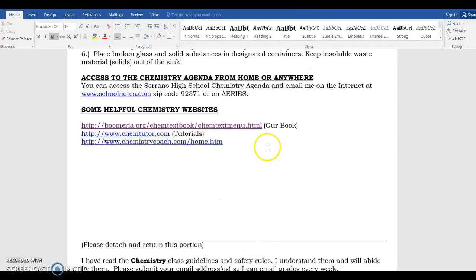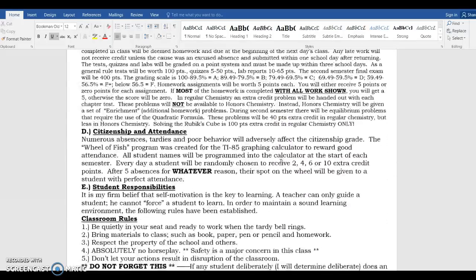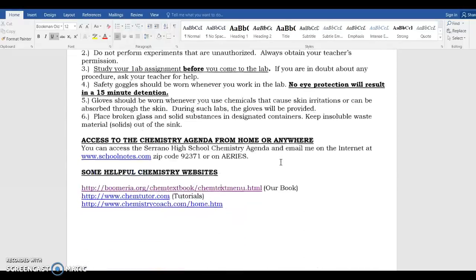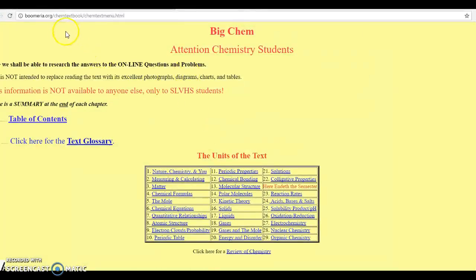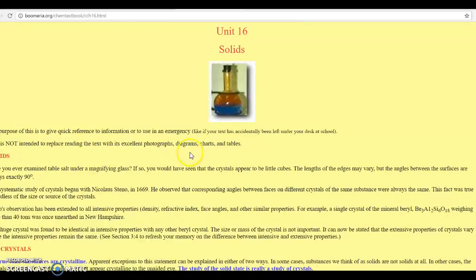If you go back to the rules and guidelines, remember the first day of school, here they are. If you don't have these, I'm thinking about posting these, and especially this little link right here, which is really neat. If I click on it, it's going to open up. I believe I already have it opened up. It gives me this area here. It is the textbook. Some of the teachers put the textbook online. You're probably thinking, no big deal, I have my textbook, but it's kind of cool. Here's our chapter 16, solids.